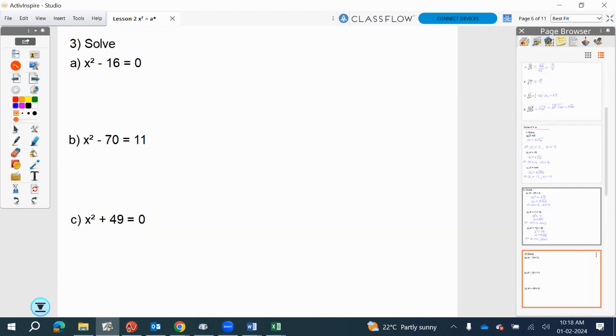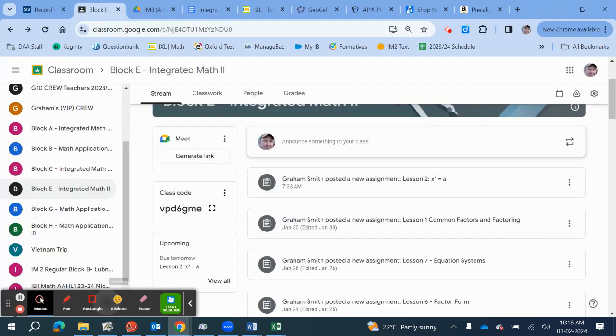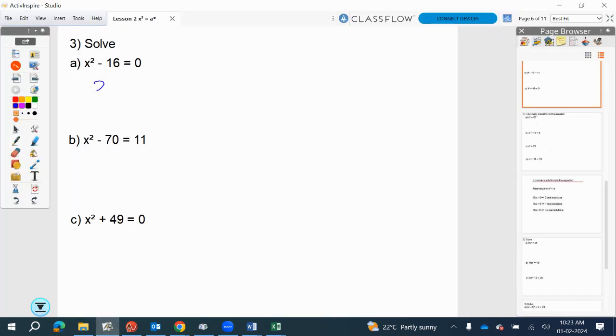Okay, have a go at these questions for yourself. Simplify your radicals. So our first bit is to rearrange to x squared is equal to 16. We get the characteristic equation x squared equals a. We take square roots of both sides. We get x is equal to plus minus root 16. And then we get x is equal to minus 4, x is equal to 4.